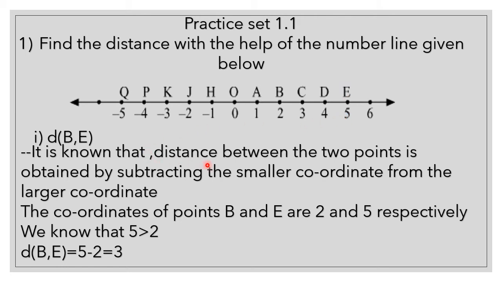Afterwards what we are doing? We are just subtracting the smaller coordinate from the larger coordinate. Here the smaller coordinate is 2 and the larger coordinate is 5. So we are just doing 5 minus 2. So what we are getting here? 5 minus 2 is equal to 3. Hence the distance between the point B and E is 3 units.